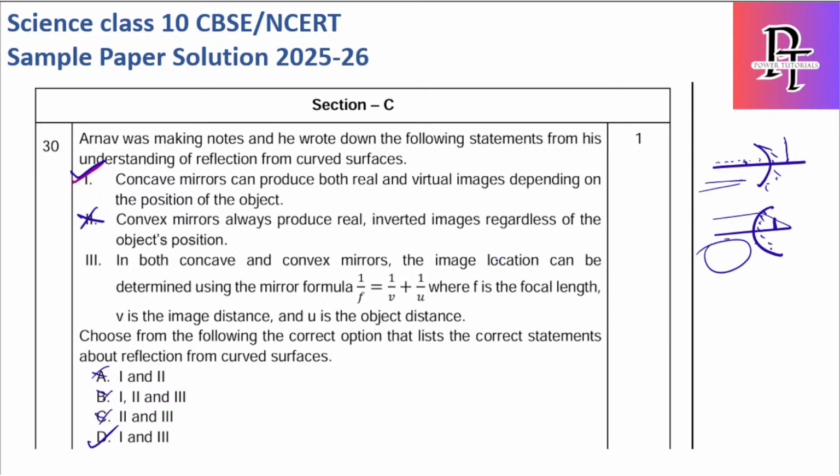In both concave and convex mirrors, the image location can be determined using the mirror formula 1/f = 1/v + 1/u. f is the focal length, v is the image distance, and u is the object distance. Hence this is correct. Hence 1 and 3 is the right answer. But still, if you have doubt, you can also check the other options, because wherever 2 is there, you can eliminate it. And this way the first question is done.